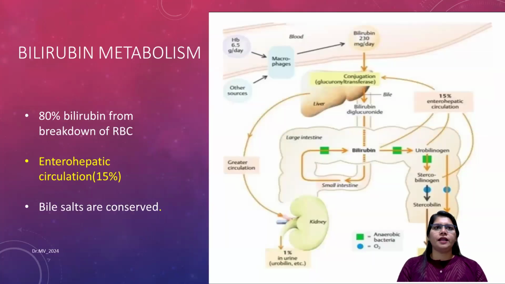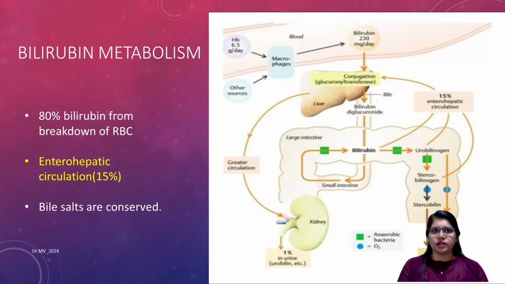Now coming to the bilirubin metabolism. 80% of the bilirubin comes from the breakdown of RBCs. 6.5 grams of hemoglobin gets broken down per day, along with other sources like myoglobin. This hemoglobin gets converted to heme and globin by the macrophages in the reticuloendothelial system, and almost 230 milligrams per day of bilirubin is produced. In the circulation, this bilirubin is bound to albumin and it is unconjugated bilirubin.